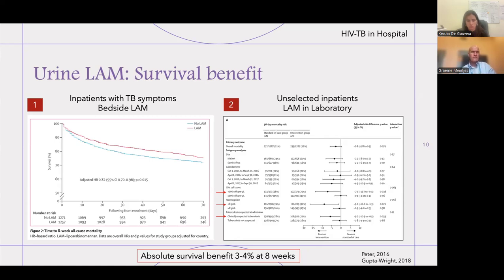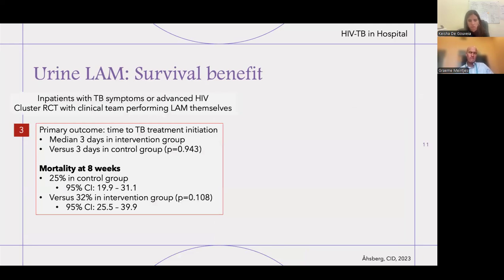In these trials, there was an absolute survival benefit, particularly for the ill patients being admitted, of 3 to 4% at 8 weeks. So this is a particularly compelling reason why we use this test. It's not usual for a diagnostic test to be able to save lives, but it's what a lot of the recommendations were based on. More recently, there's been quite an interesting additional trial that's come out.